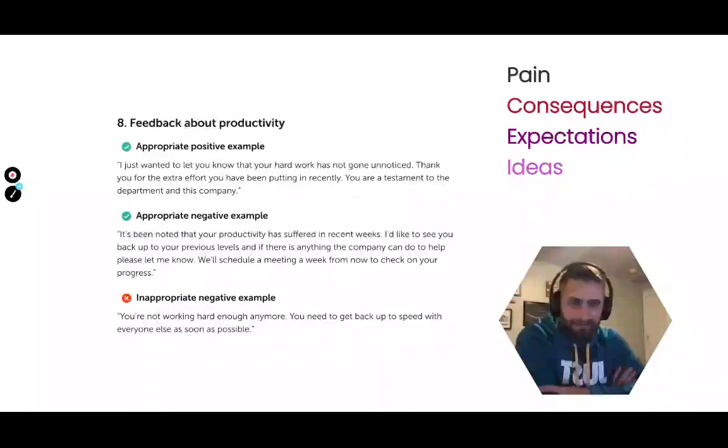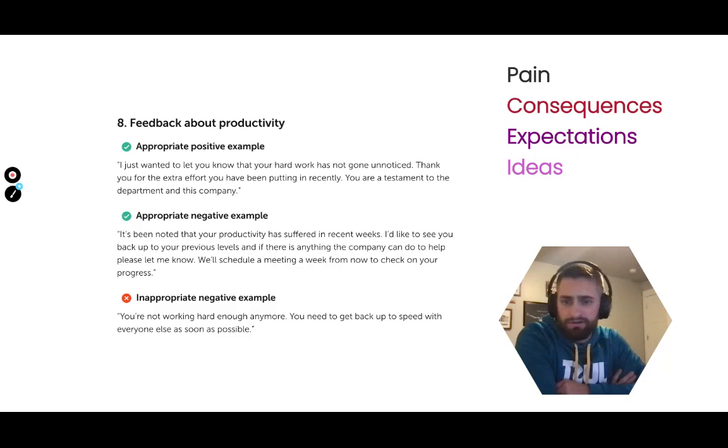Today we're covering number 8 here, which is feedback about productivity, how to give it and how to not give it, how to give it positively, how to give it negatively, and then how to give it inappropriately negatively. As always, we're looking for 4 things here. There's 4 big building blocks of good constructive feedback, and the first is discussing the pain or the problem. The second is bringing up the consequences of that pain or the problem. The third is the expectations, what was expected. And fourth is following up with ideas of how to improve. So without further ado, let's jump in here.